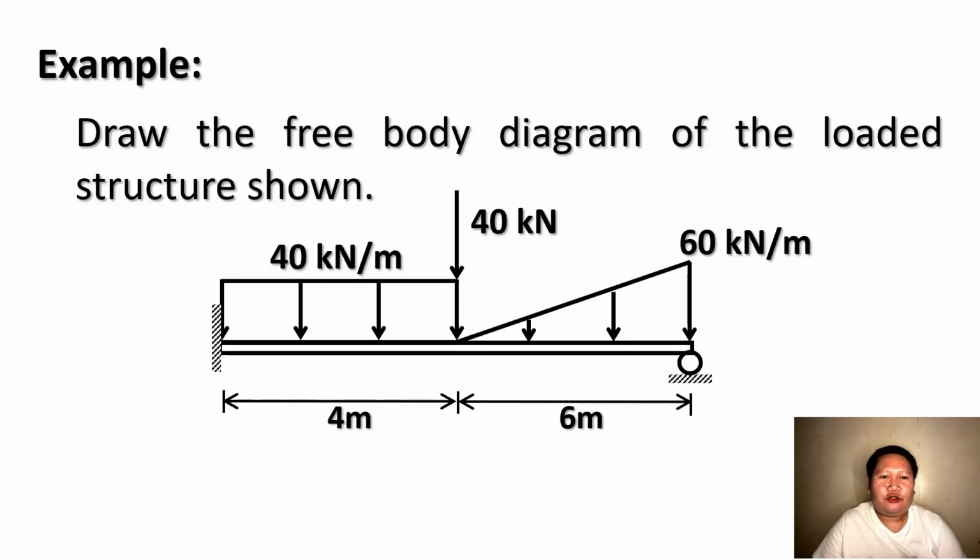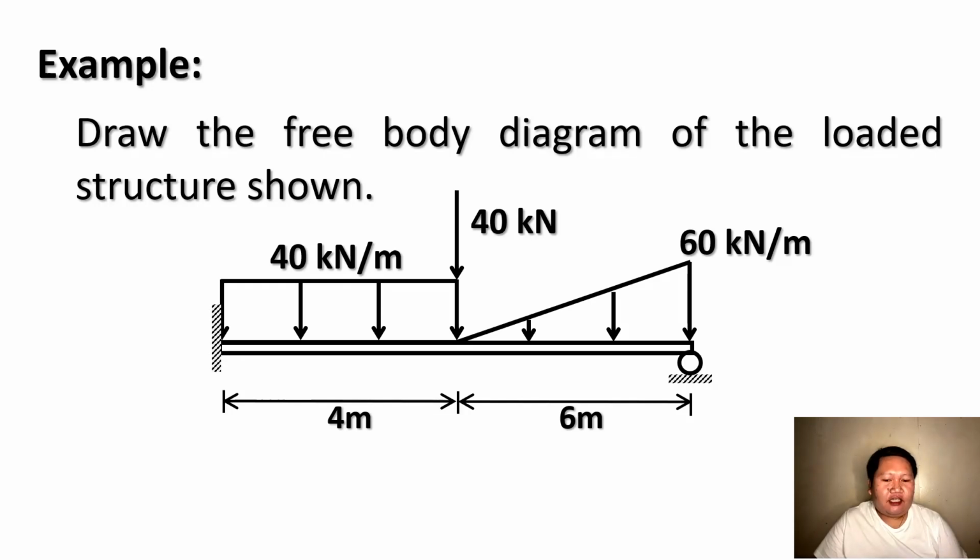So let's try to draw a free body diagram. As you can observe, on the left side there is a fixed support, and on the right side there is a roller. We have to remember that a fixed support always gives us three equivalent reactions: the vertical, horizontal, and the rotation. And then the roller would always give us one force only, perpendicular to the line of action.